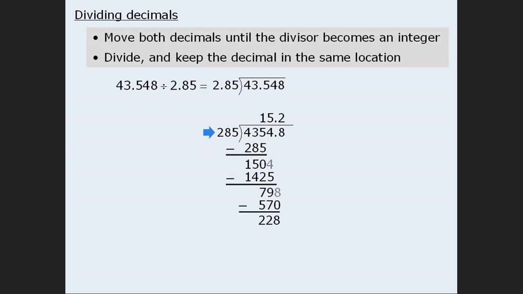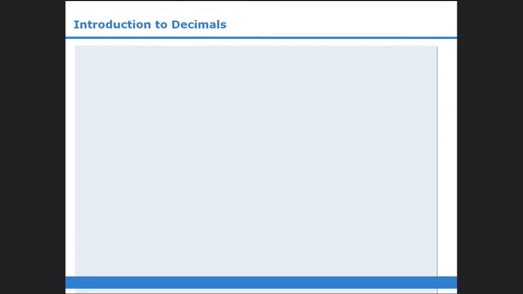At this point, we must continue to divide until we are left with no remainder. So let's add a 0 to the end of this number and then drop it down here. Next, 285 divides into 2280 8 times, and 8 times 285 gives us 2280, which we subtract to get 0. At this point, we have a remainder of 0, which means we are done. The quotient is 15.28.